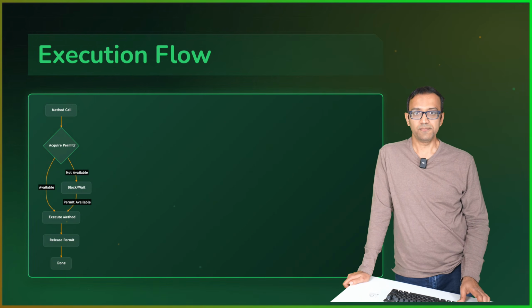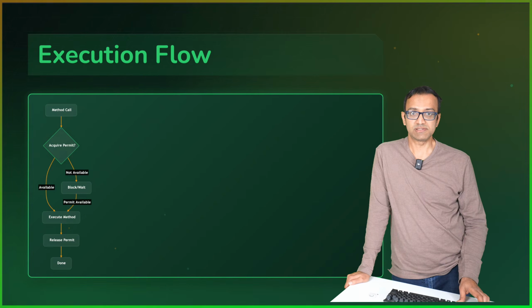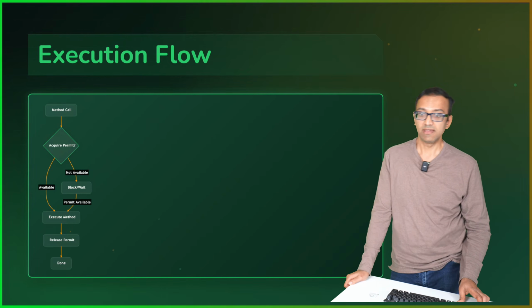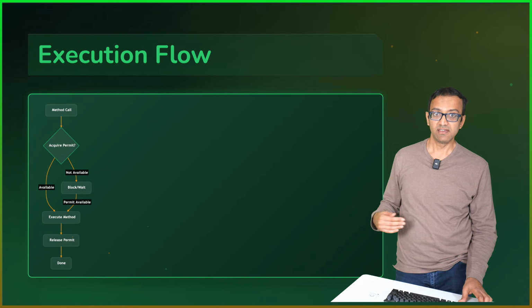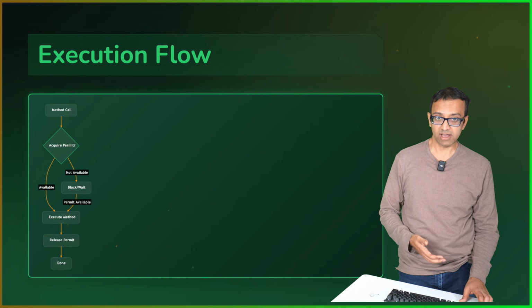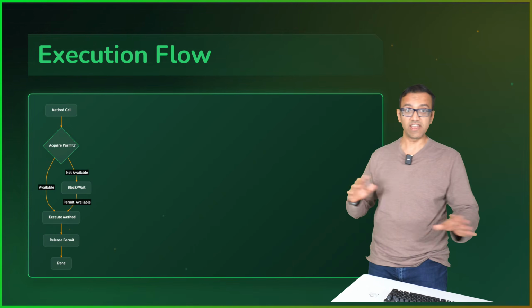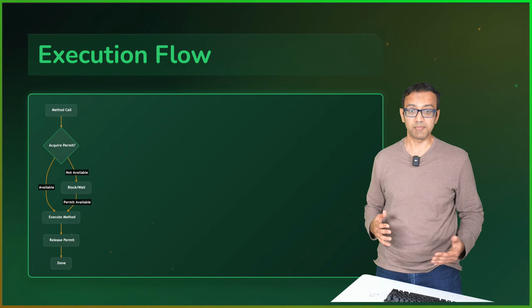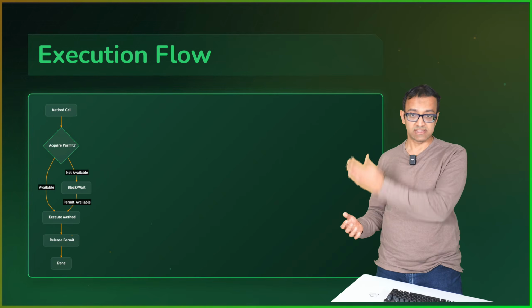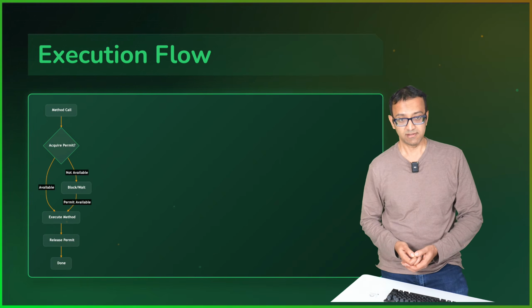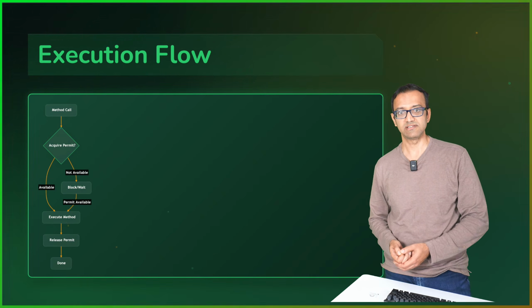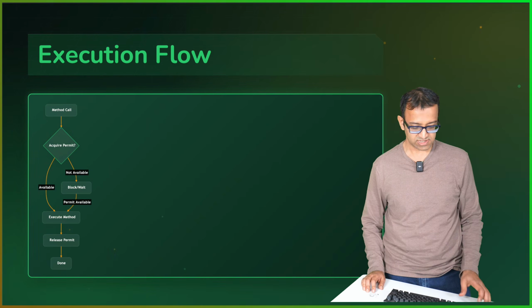Here's the execution flow. First, it tries to acquire a permit from the semaphore. If a permit is available, it gets it and executes the method. If no permit is available, it blocks until one becomes available. When the method completes, whether success, failure, or exception, it releases the permit, and then the next one picks it up. This is very similar to connection pool exhaustion: the caller waits until a resource is available.